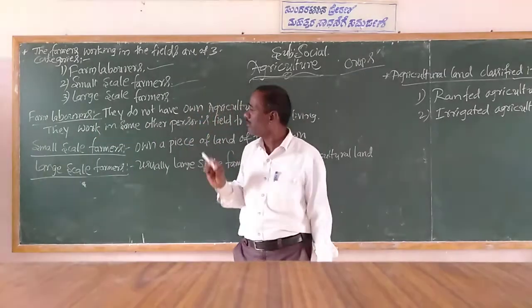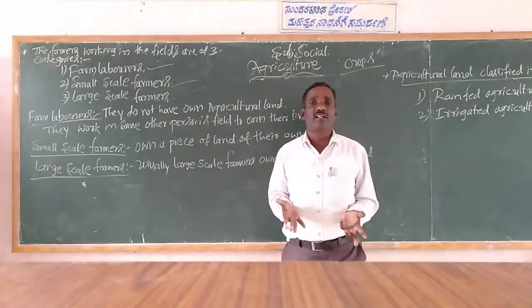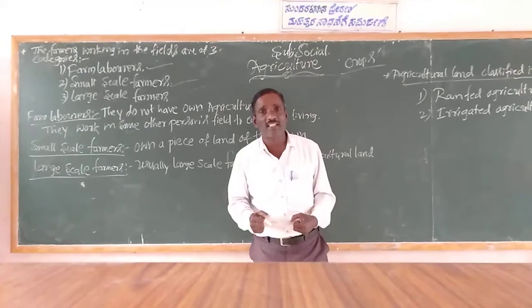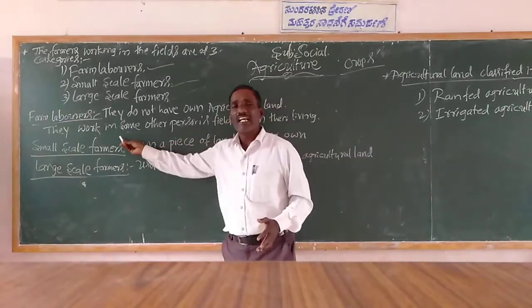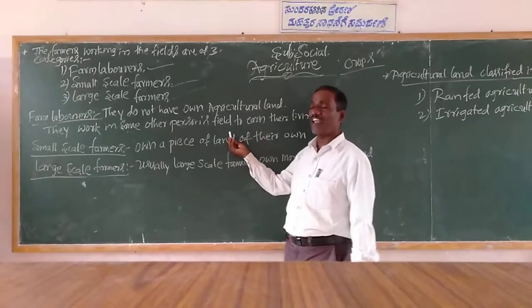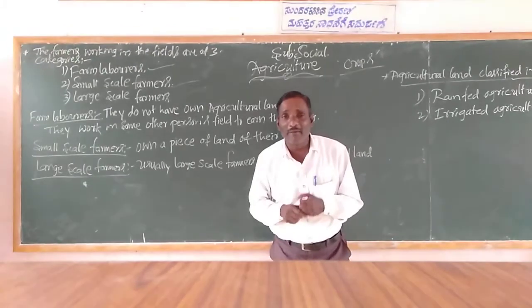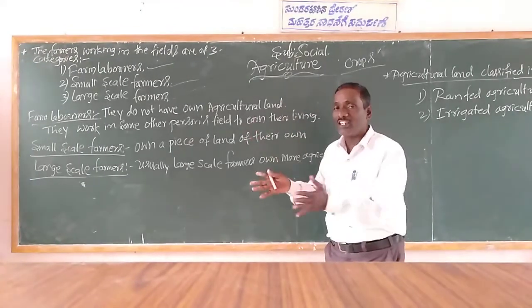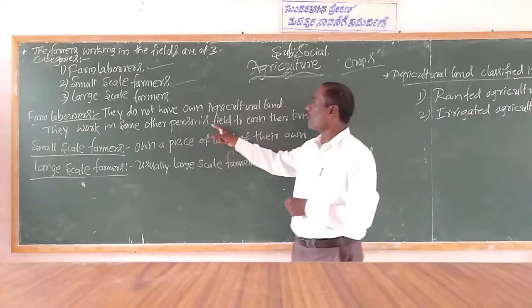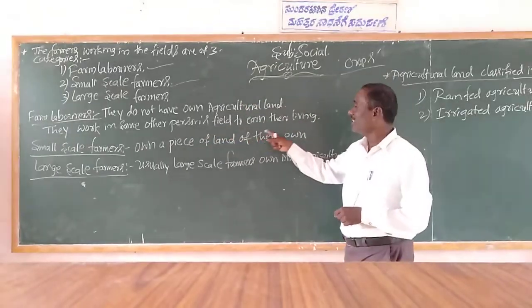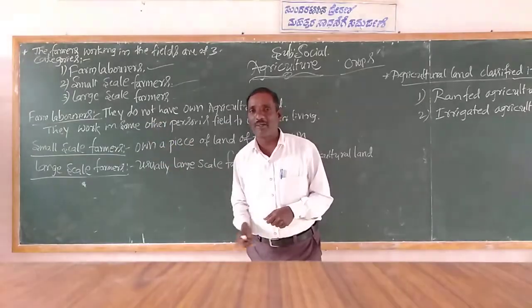Farm laborers means they do not have their own agricultural land. They work in some other person's field to earn their living. These are called farm laborers.